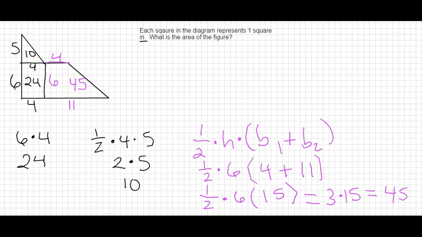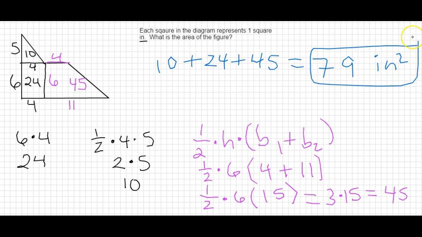So now that we've found the area of each shape individually, we can add all those areas together. 10 plus 24 plus 45, which is 79 inches squared. Or you could say it 79 square inches. So this concludes our discussion on area.